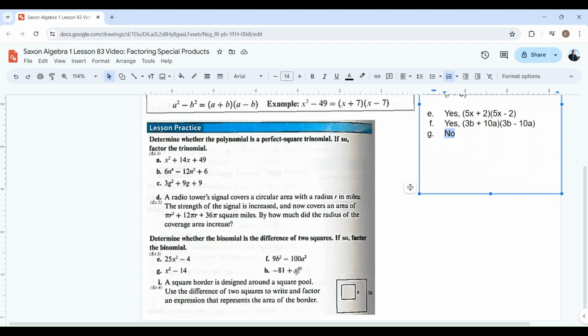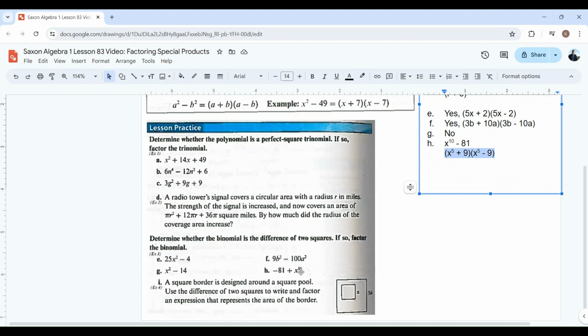What about this one? It has a plus in between. But I can rearrange it so it becomes x to the 10th minus 81. If I rearrange it into that order, it is the difference of two squares, which is x to the 5th plus 9, x to the 5th minus 9.